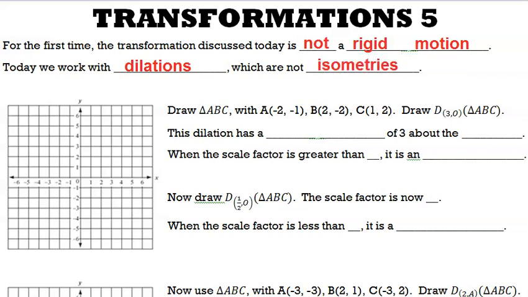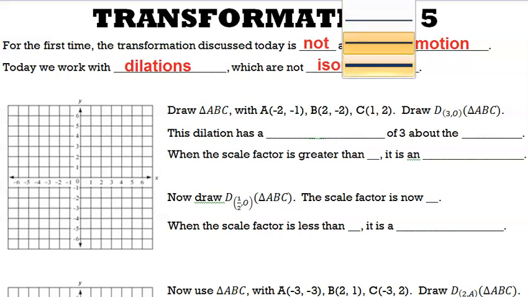Now, we're going to practice this 3 different ways: about the origin, about a point on your figure, and about a point just randomly out in outer space. So here's what we're going to do. We're going to start by trying to dilate a figure about the origin.